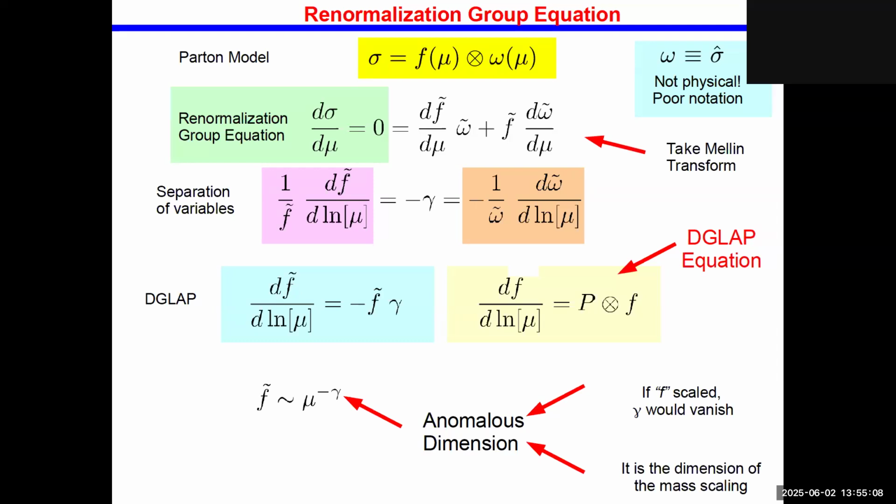Anomalous, why is it anomalous? That's because if I had perfect scaling, remember perfect scaling, if it's truly a point-like object, it doesn't depend on the wavelength, it doesn't depend on the energy. And if it had perfect scaling, that would be zero. And the extent to which it's not zero is anomalous. So that's where the term comes from. It's a bit back in the literature, but that's where it comes from. And again, that's the essence of the DGLAP equation.